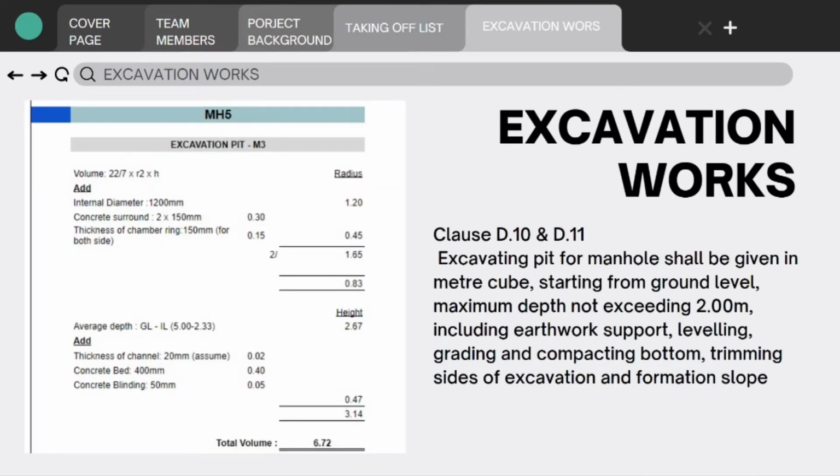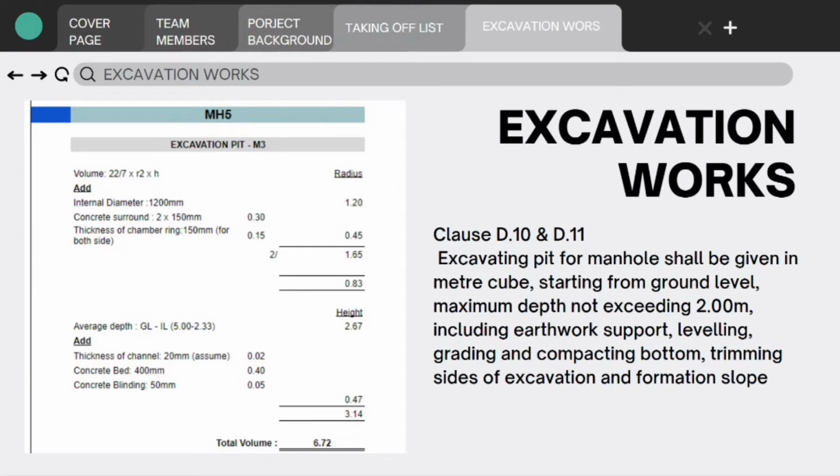The second step is to identify the height of the manhole. To find the height, take the average depth and add the thickness of channel 20 mm, concrete base 400 mm, and concrete blinding 50 mm. The total height of MH1 is 1.67. The formula to get the volume of the excavated pit is pi r squared times h. So the total volume is 3.57. The calculation for MH5 is the same as MH1. The total radius for MH5 is 0.83 and the total height for MH5 is 3.14. So the overall total volume for MH5 is 6.72.